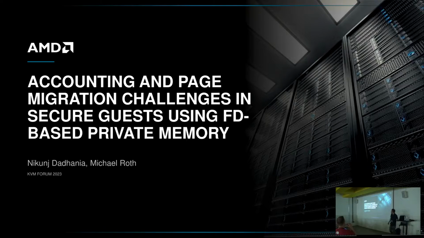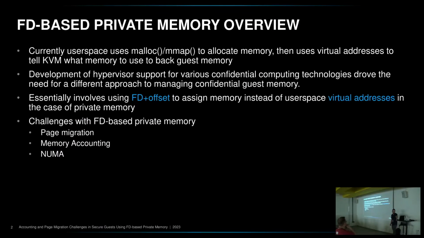I'm from AMD, and I'm here to talk about accounting and page migration challenges in secure guests using FD-based private memory. So currently, user space uses the malloc, mmap, and related interfaces to allocate memory, and then it uses those virtual addresses to tell KVM what pages to use to back guest memory through the nested page table.